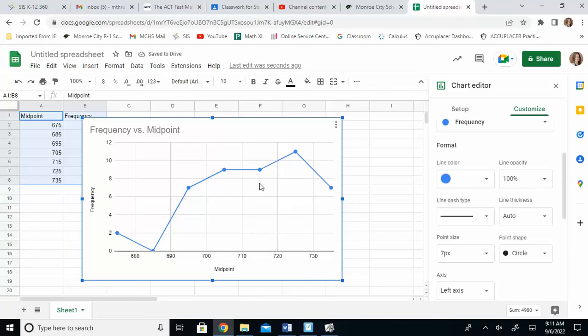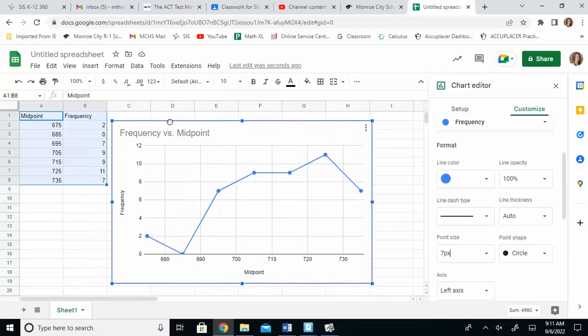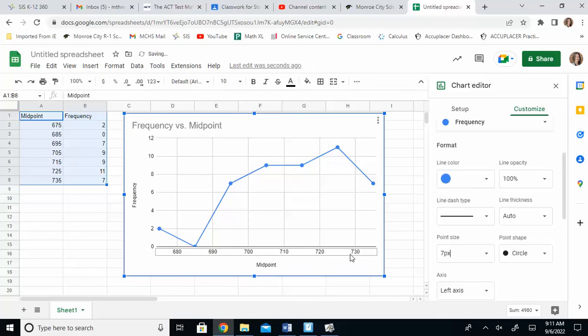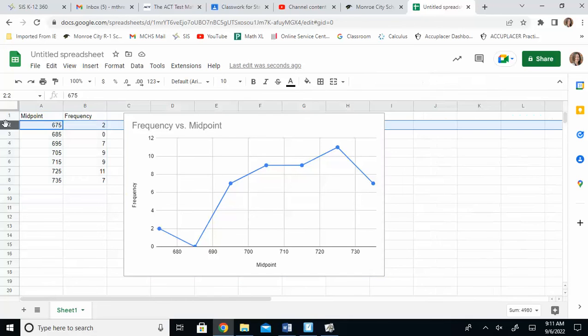Now there is one issue with this. I said that in a frequency polygon, you had to have your points at all your midpoints, and what else did it have to do? Look back at your definition. What was the last thing I wrote down about the frequency polygon? It had to connect to the x-axis. Does mine connect to the x-axis? No.